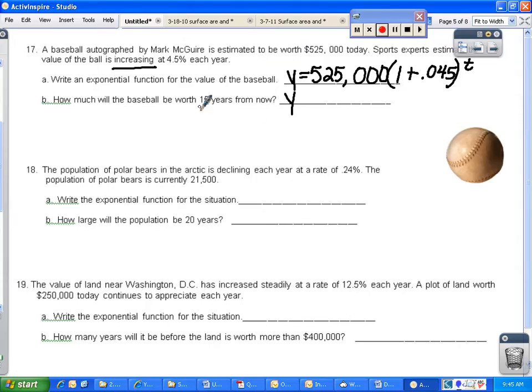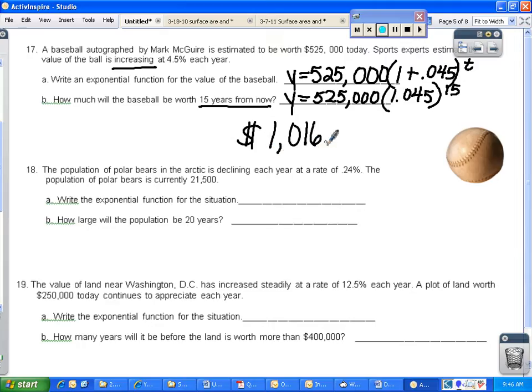So it says 15 years from now, so that's what we're going to plug in for t. 525,000 times 1.045 raised to the power of t, which is 15 in this case. And if we put that in our calculator and evaluate it, it will be worth $1,016,023.28.